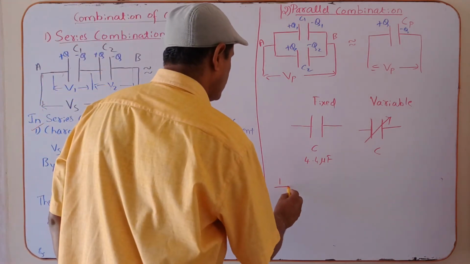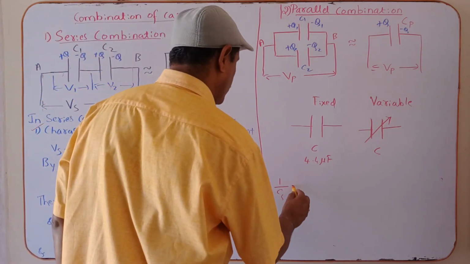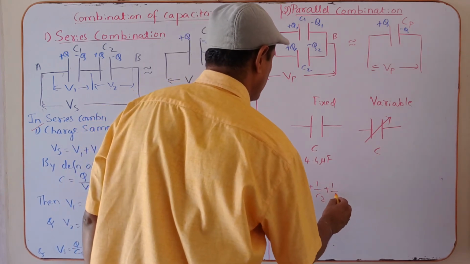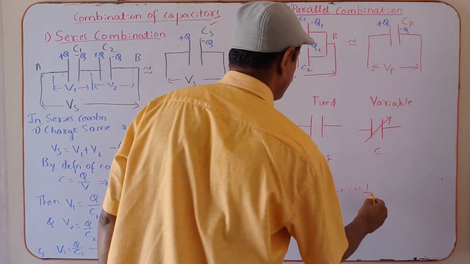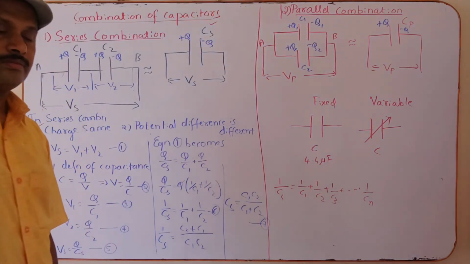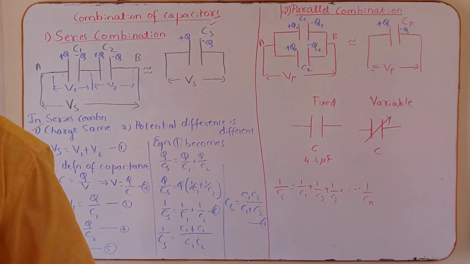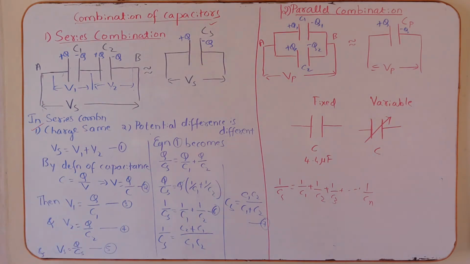Suppose more than 2 capacitors you have to take, 1 upon CS is equal to 1 upon C1 plus 1 upon C2 plus 1 upon C3 and so on up to 1 by Cn. ಅಂದ್ರೆ 2, 3, 4 number of capacitors ಹೆಚ್ಚಿಗಿದ್ರೆ ನಾವು ಈ ತರ ಬರೀತೀವಿ. This is about series combination of capacitors. Thank you.